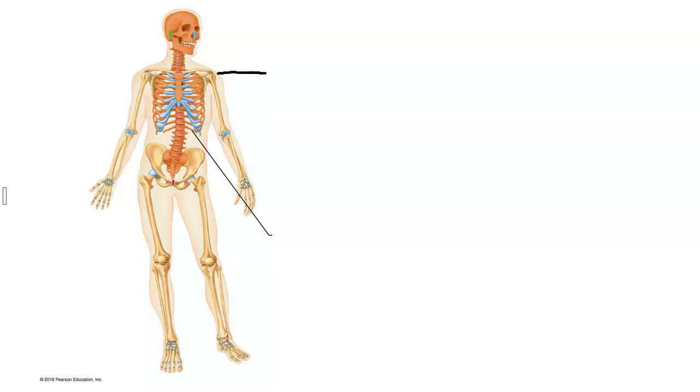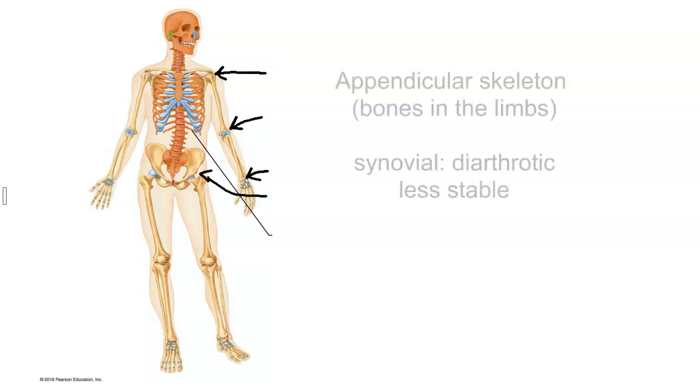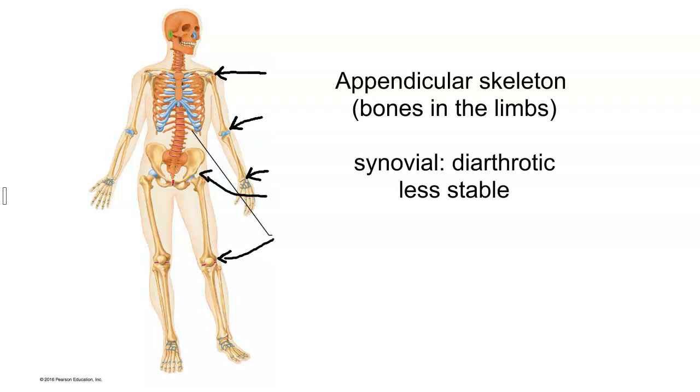Synovial joints are the ones that are found in the limbs. They're all freely movable, and because they are so movable, they're less stable, or another way to think about this is they're more susceptible to injury. And so synovial joints are really concentrated in the appendicular skeleton.